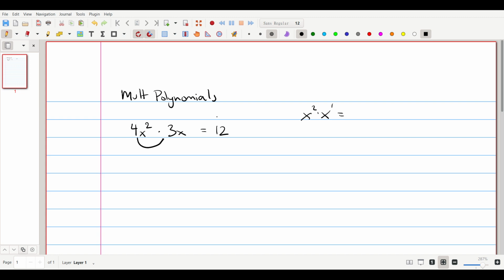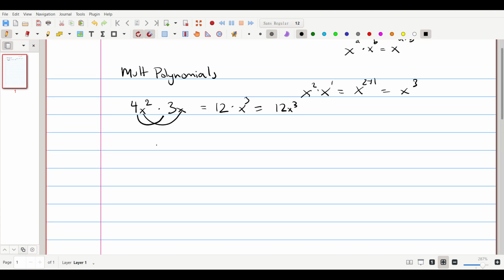And so we can use our product rule of exponents. x to the a times x to the b is equal to x to the a plus b. And so we get x to the 2 plus 1, and 2 plus 1 is 3. Right, so x squared times x gives us x cubed, so our solution is 12x cubed.